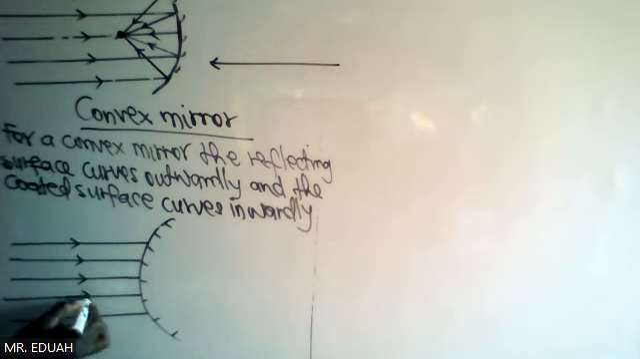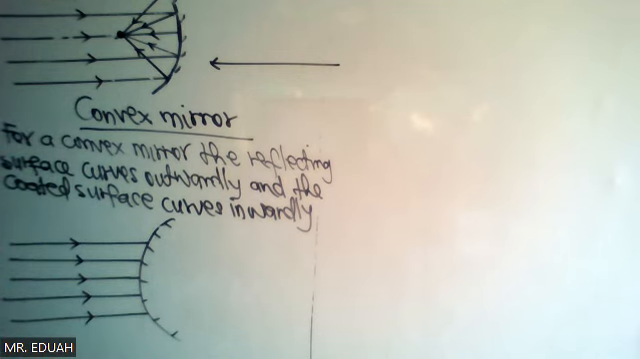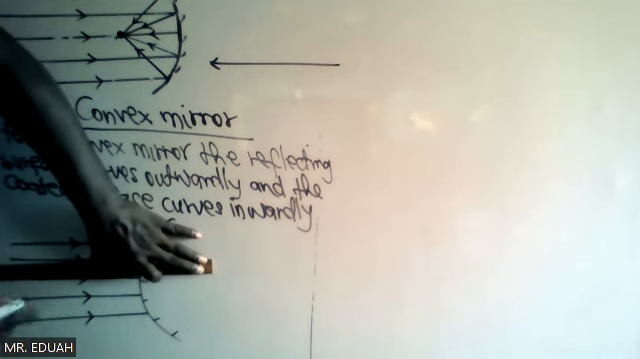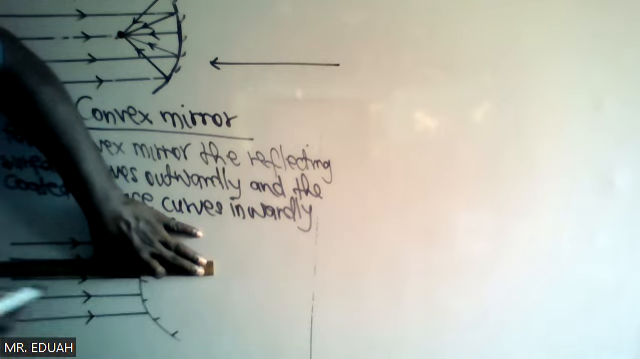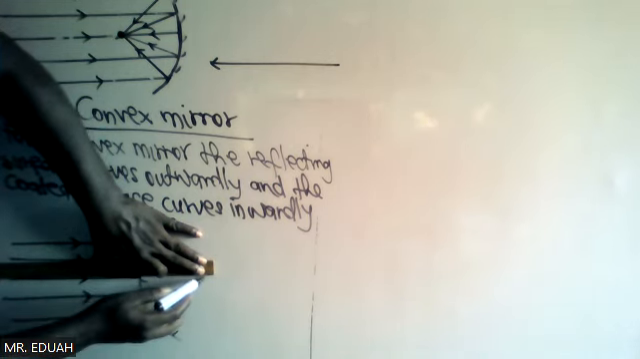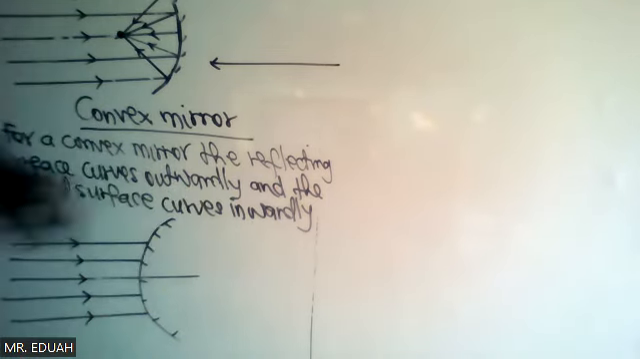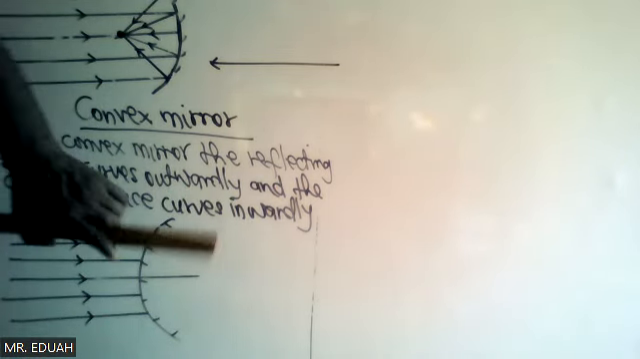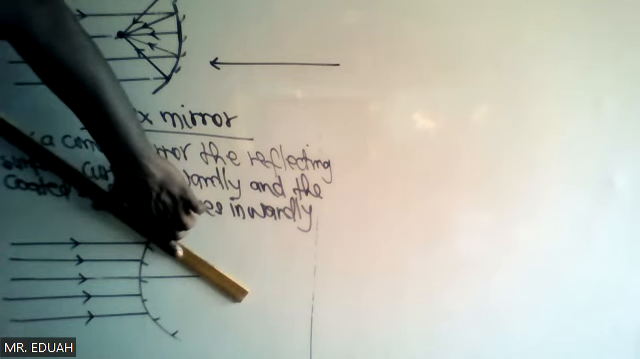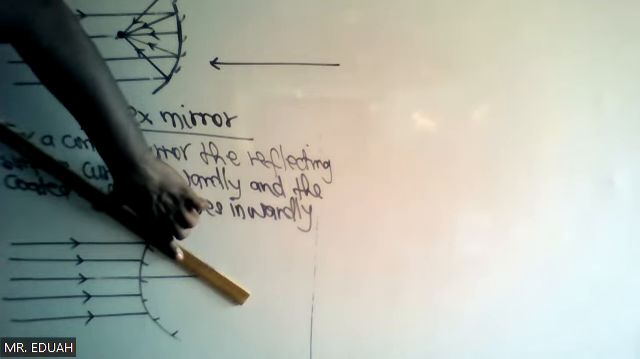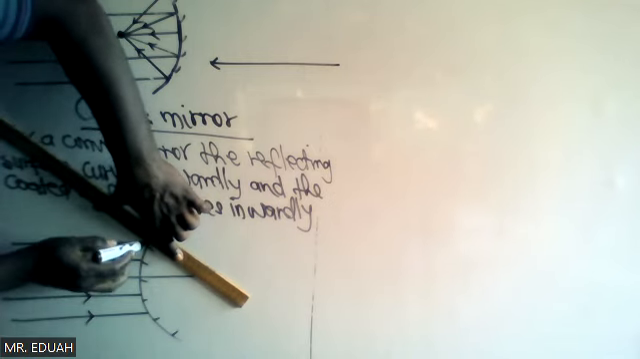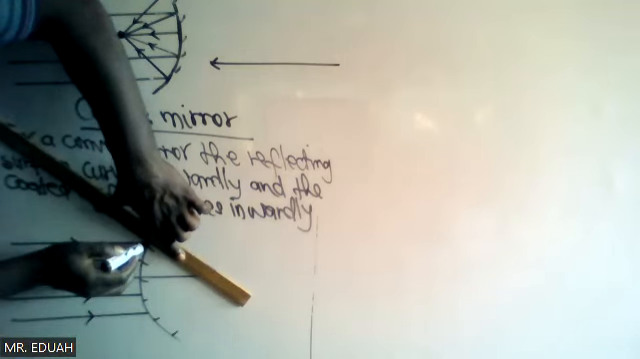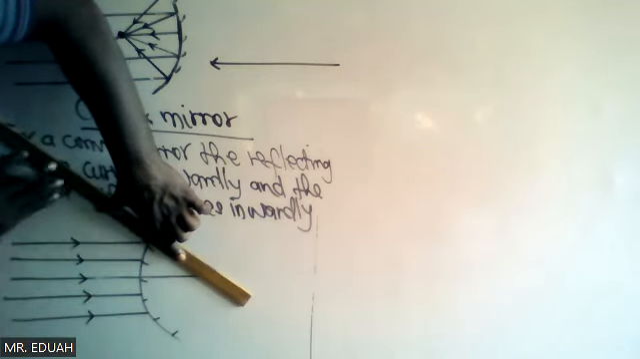Rays are denoted by arrows, so you don't draw a ray without an arrow. When the ray hits the mirror at 90 degrees, it is reflected along the same path. Now, when the ray hits the mirror at an angle, it will reflect and obey the laws of reflection. So this becomes the reflected rays.